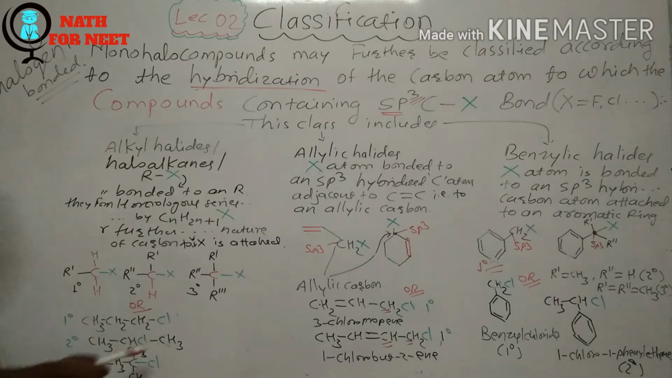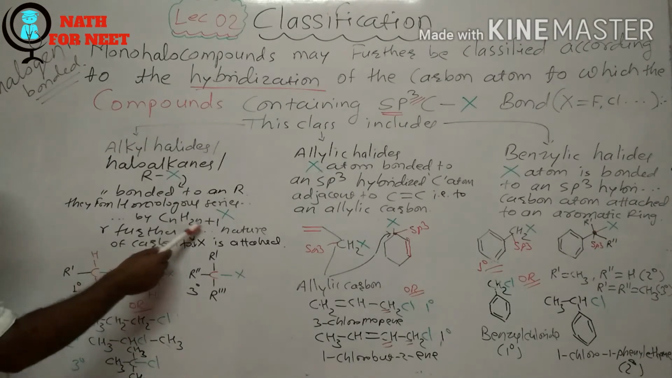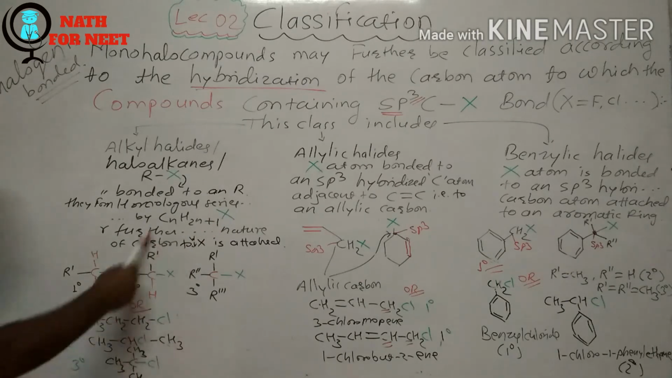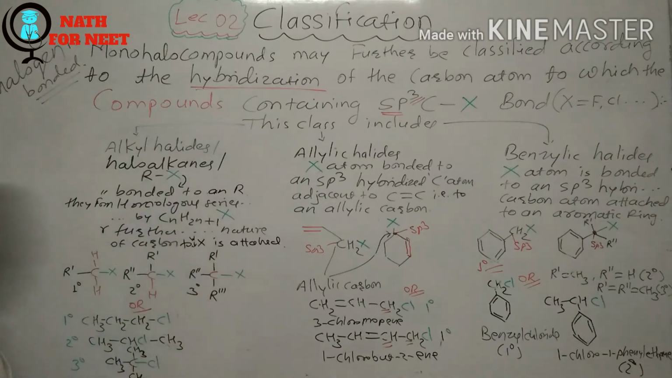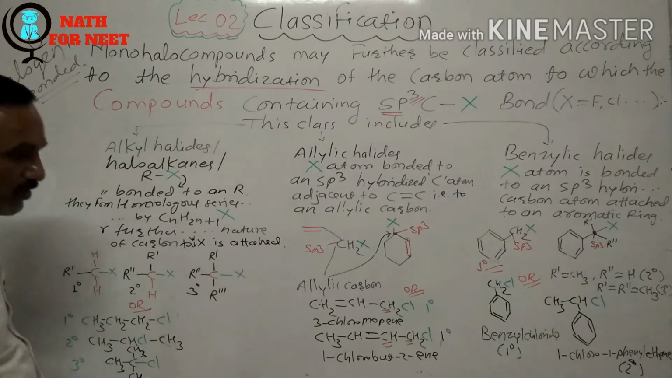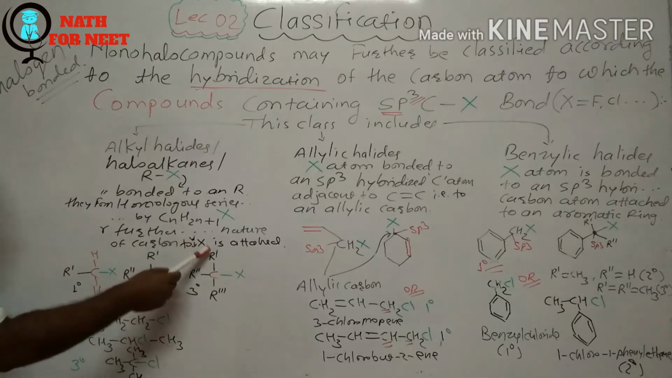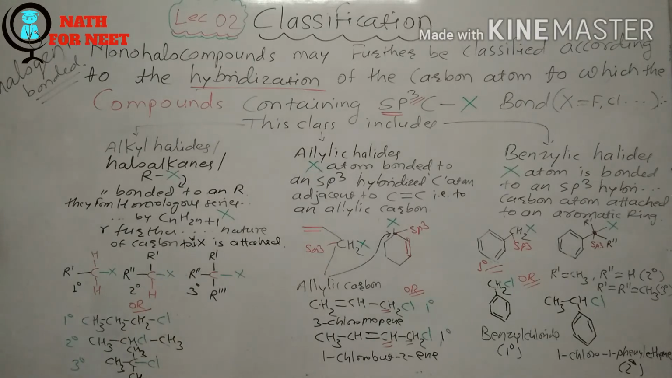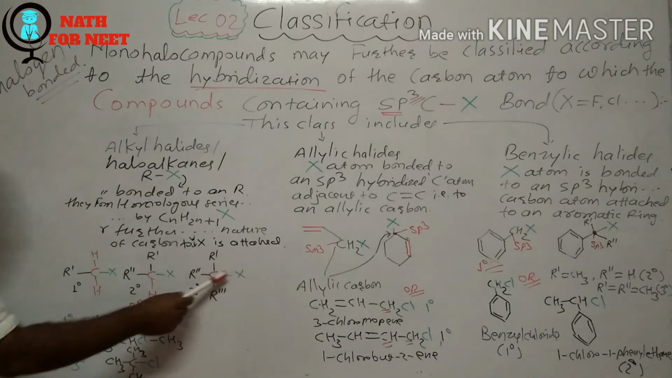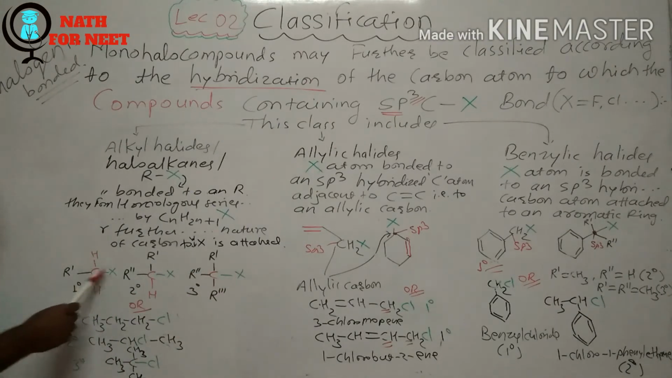They form a homologous series, everywhere with the general formula CnH2n+1X, because only one halogen atom is present, and they are further classified according to the nature of the carbon to which the halogen is attached. So see here, this halogen is attached to this carbon, here also to the carbon, and each carbon has a different nature.